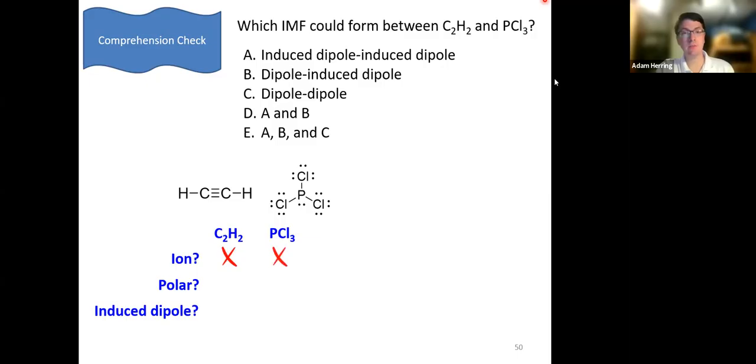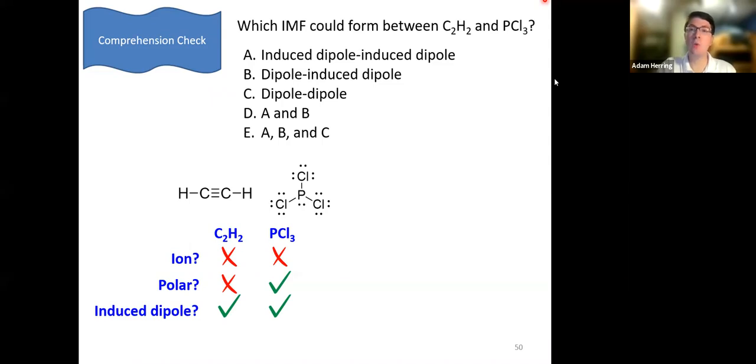Neither of these are ions, so we don't have any types of ion interactions involved. C2H2 doesn't have polar bonds, and therefore it's nonpolar. PCl3 does have polar bonds, and because this is a tetrahedral shape with the lone pair electron, therefore it's a trigonal pyramidal molecular geometry that's going to give us a polar molecule. And all molecules interact through or can have induced dipoles, and therefore both of these will interact that way.